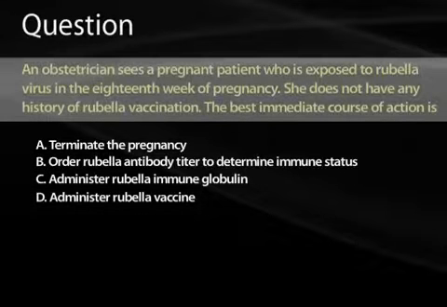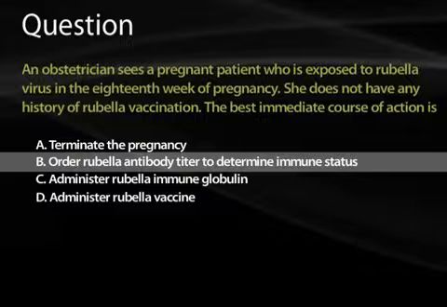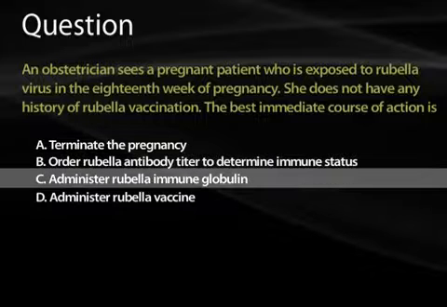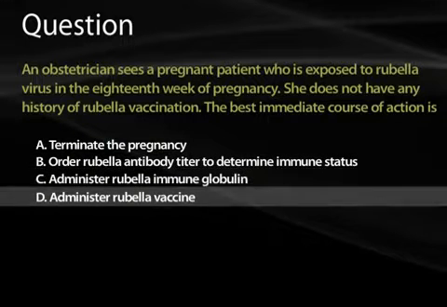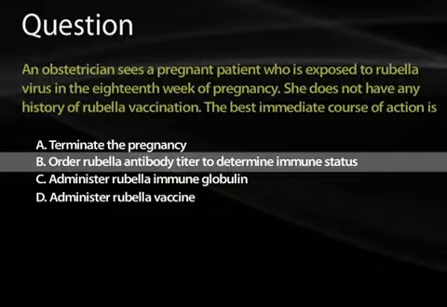Question. An obstetrician sees a pregnant patient who is exposed to rubella virus in the 18th week of pregnancy. She does not have any history of rubella vaccination. The best immediate course of action is A, terminate the pregnancy, B, order rubella antibody titer to determine immune status, C, administer rubella immune globulin, or D, administer rubella vaccine. So the important thing is that if the mom has never been exposed, then you'll need to treat her, and maybe we'll think about terminating the pregnancy depending on the conversation with the mom. So the best thing to do is to figure out if she has antibodies to determine her immune status. Perhaps she got immunized before and has partial immunity, and that'll protect the baby.